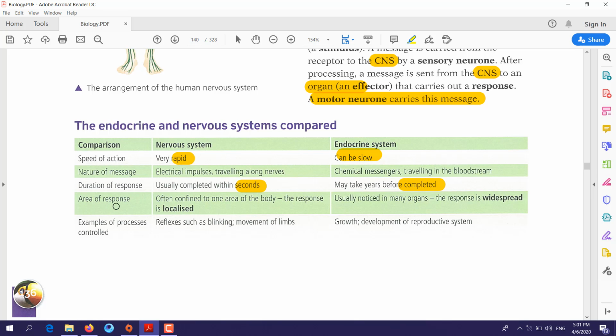Then area of response: often confined to one area of the body. Here, usually it acts on many organs, widespread. So the nervous system works only on a specific part or point of the body, but here no, it's widespread. Examples of processes: reflexes such as blinking, movement of limbs; and growth, development of the reproductive system.